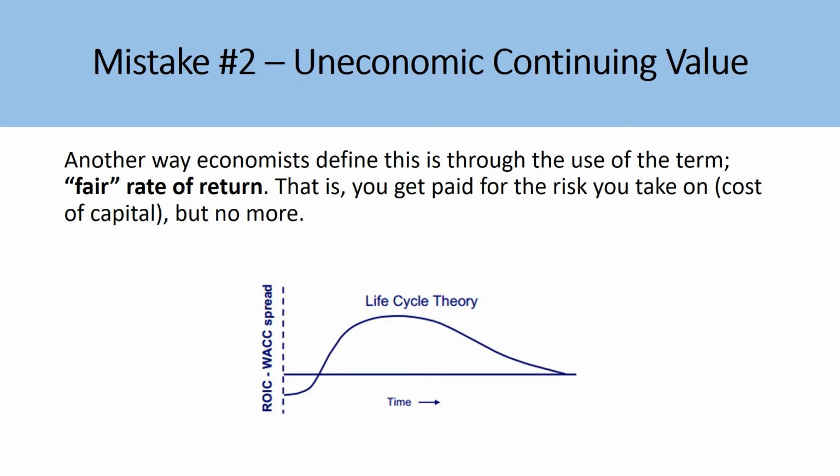Right? So another way economists define this is through the use of the term fair rate of return. Usually, a financial analyst judges a fair rate of return by the opportunity cost of that investment. The opportunity cost of any investment is the next best alternative, so the next best rate of return. And that's really considered the fair rate of return. Now the fair rate of return over the long term equals the weighted average cost of capital, because once again, you get paid to take on that risk, which is the cost of capital, but no more than that. Right? So that's very important to understand.